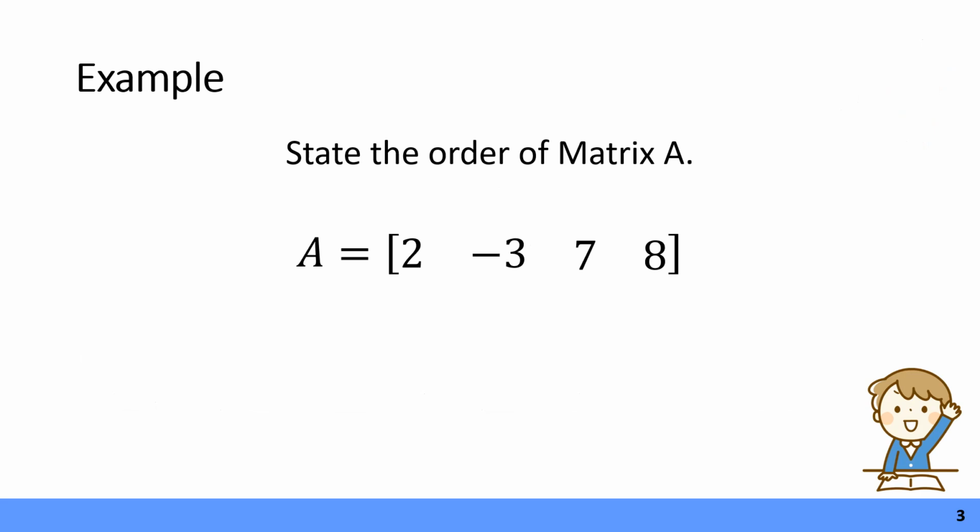So we're going to do a couple of examples just so you can get used to finding the dimension of a matrix. Here they're asking us to state the order of matrix A. Again, order is the same thing as dimension. All you have to do is count how many rows it has. Obviously, it only has one row. And then how many columns? Columns go up and down. So we have 1, 2, 3, 4. We have a total of 4 columns. So the order or the dimension of matrix A in this case would be a 1 by 4, right?